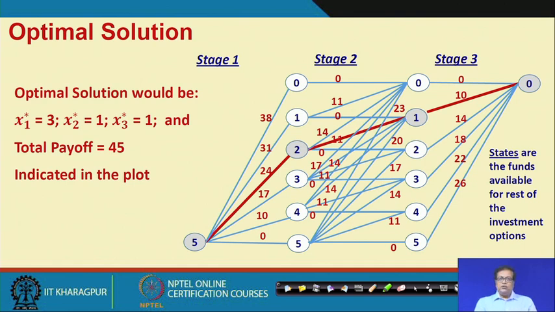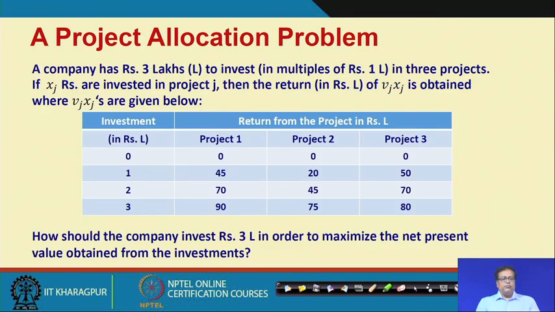Having understood how this problem works, sometimes what happens is that if you do only one problem, the understanding may become incomplete. So let us take one more problem of a similar type, let us call it a project allocation problem. Let us say a company has 3 lakhs to invest in multiples of rupees 1 lakh in 3 projects, and if xj rupees are invested in project j, the return is Vj xj, which are given in this manner.